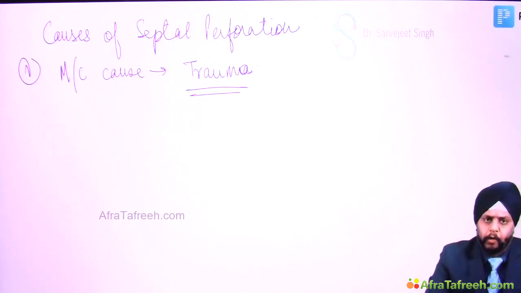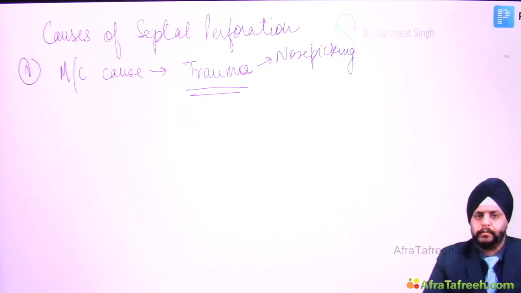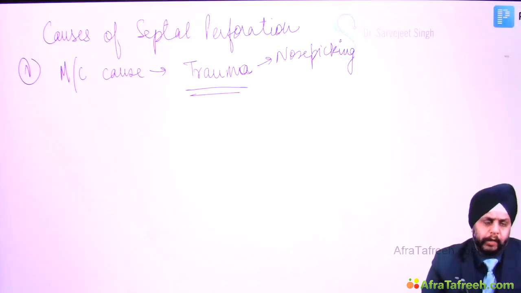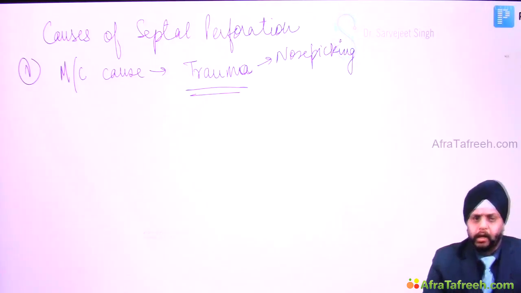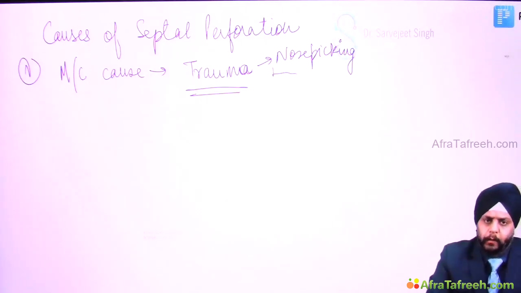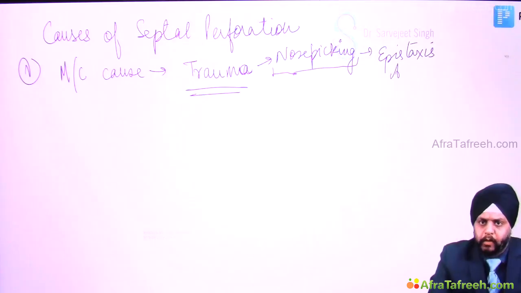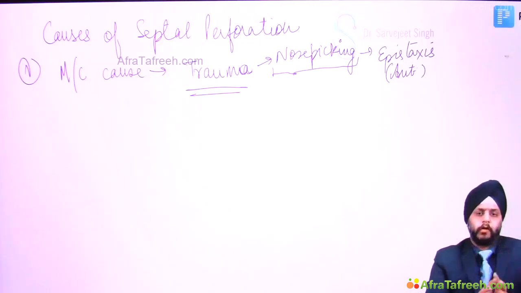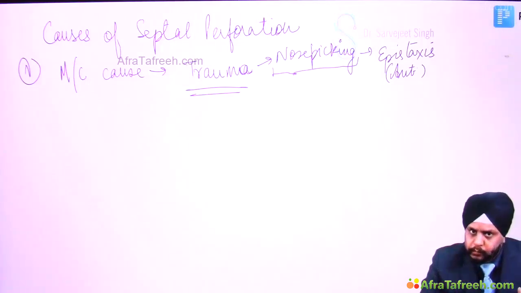What can be the different types of trauma? You can pick up nose picking. Nose picking is a kind of trauma. If somebody repeatedly keeps on picking the nose, one day it will cause perforation. Now, remember I told you in the chapter of epistaxis that nose picking is the most common cause for epistaxis. Which type of epistaxis? Anterior epistaxis.